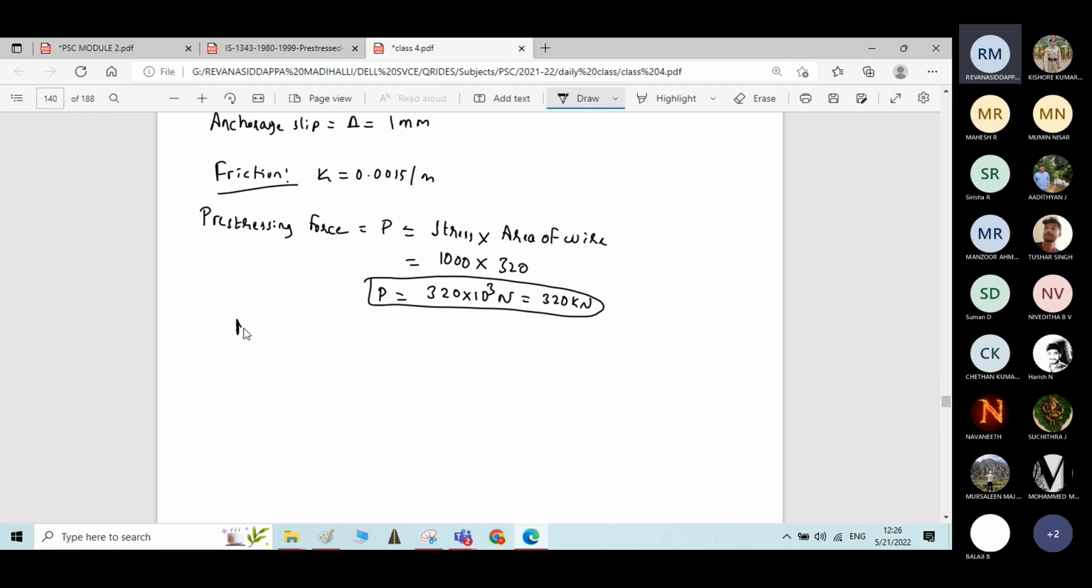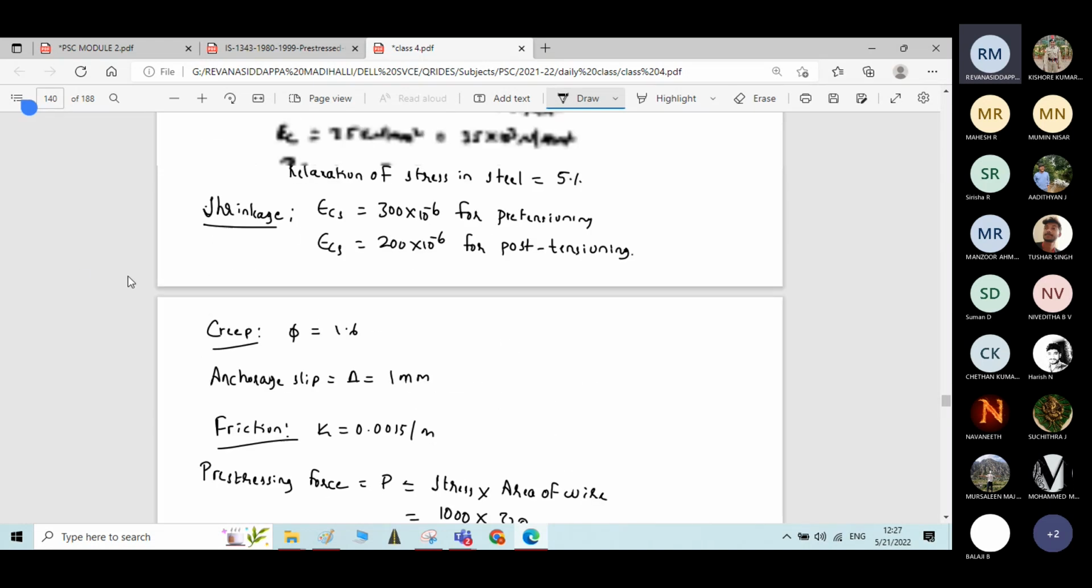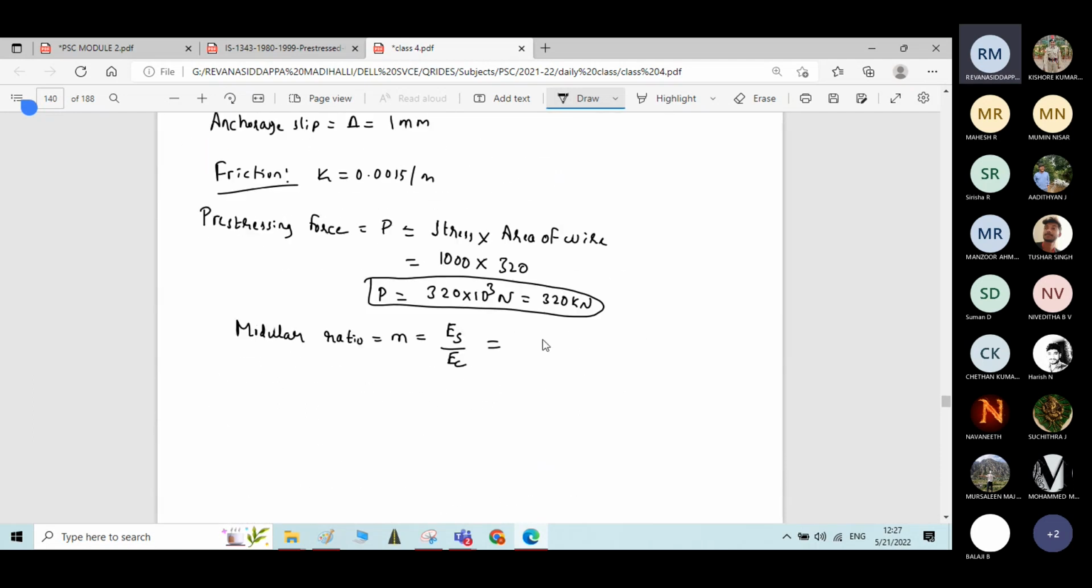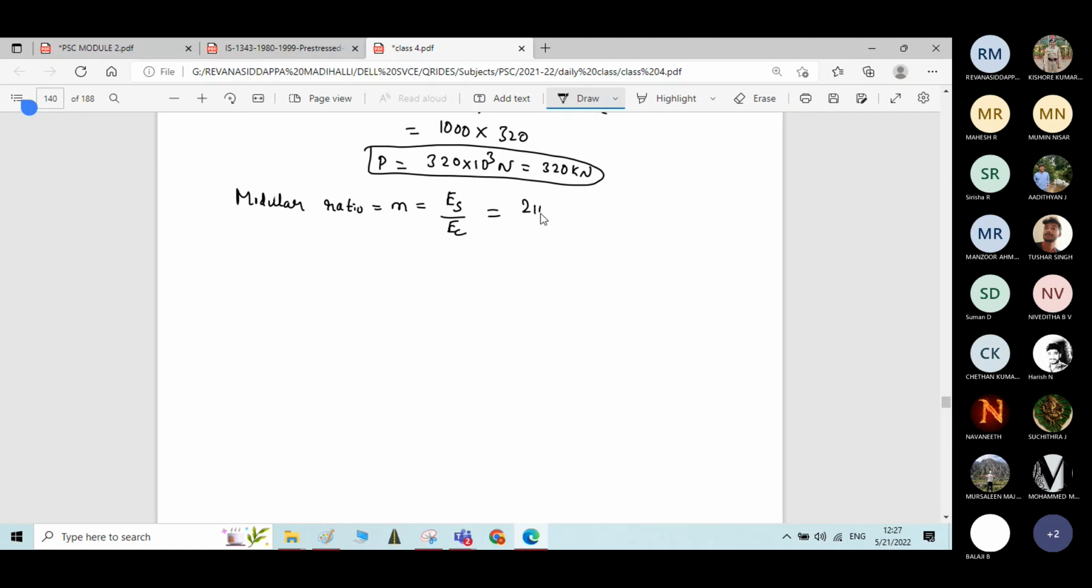Then you find modular ratio. Modular ratio is equal to M is equal to ES by EC, Young's modulus of steel to that of Young's modulus of concrete. ES is given and EC is also given. ES is 210, EC is 35. Therefore, 210 by 35, you will get 6 as modular ratio.